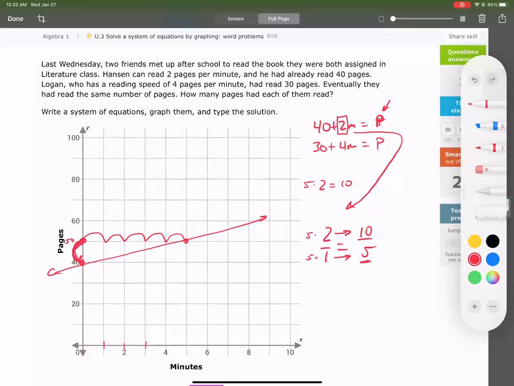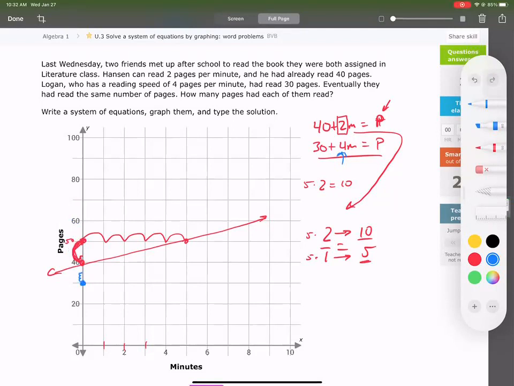All right, let's look at our next child. That's going to be 30. He's going to start way over here at 30. But his slope is 4 pages per minute. Now the problem is, again, I can't count 1, 2, 3, 4, right? And this would be 1, 2, 3, 4. It's actually not 4, but 40.